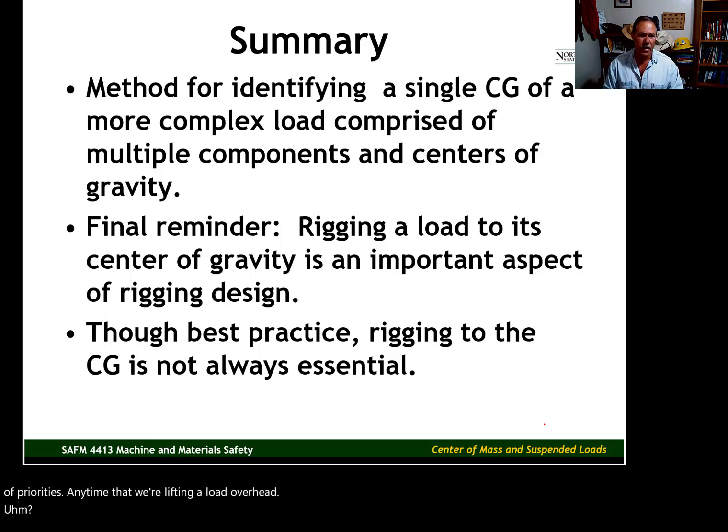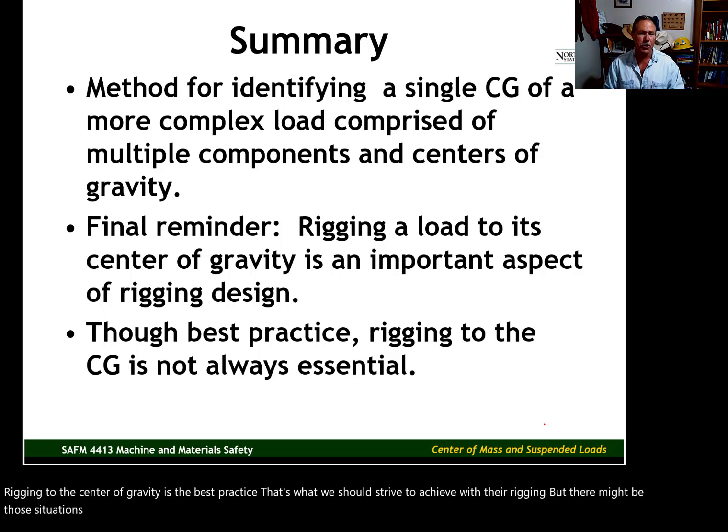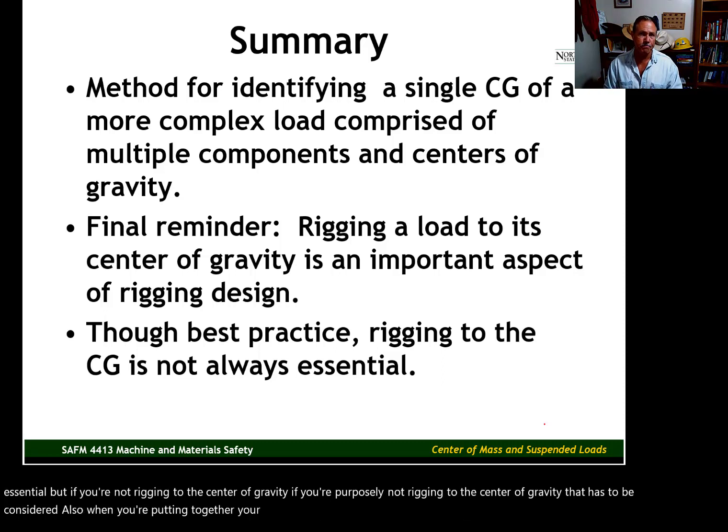I've mentioned this in the other videos. Rigging to the center of gravity is the best practice. That's what we should strive to achieve with our rigging. But there might be those situations where we're not able to, or we can't, for other reasons, rig to the center of gravity. It's not always absolutely essential. But if you're purposefully not rigging to the center of gravity, that has to be considered also when you're putting together your rigging plan.